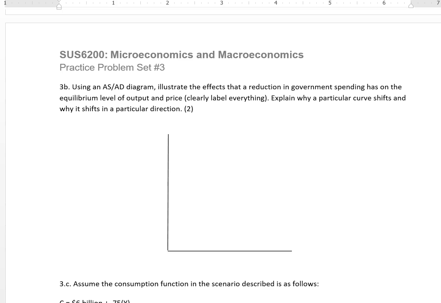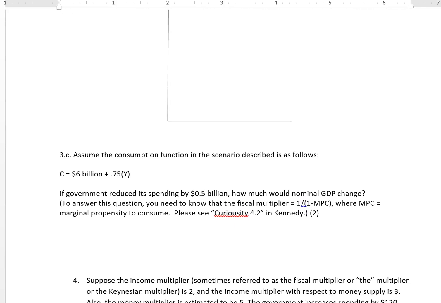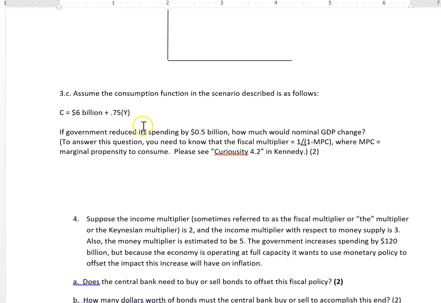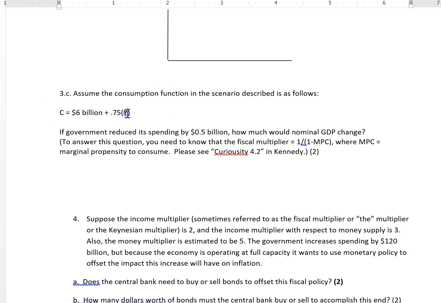Now, 3C. Assume a consumption function in the scenario as described. So this consumption function shows you how much you're spending, C, based upon your income, Y. Your marginal propensity to consume, that's 0.75. Now what's that mean? That means for every dollar you get in additional income, you're going to spend 75 cents of it, which means you're going to save 25 cents of the other one.